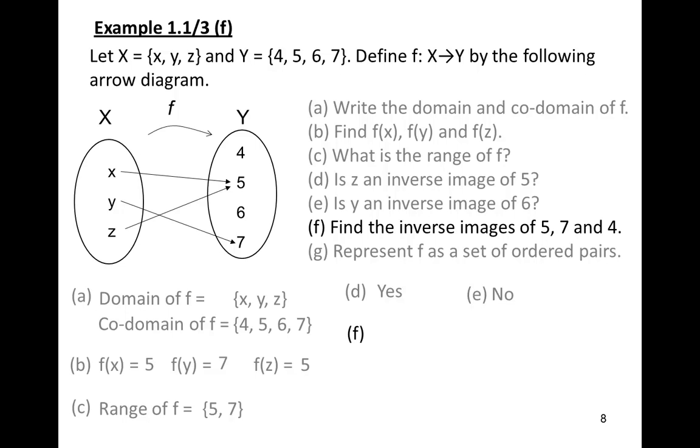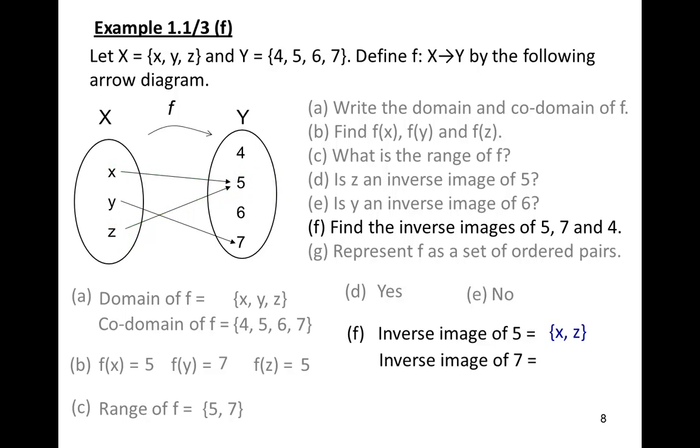Part F. Find the inverse images of 5, 7, and 4. To get the inverse image of 5, focus on the output 5. If you follow the arrows in the reverse direction, you will reach the two inputs X and Z. This means that we can find input X such that f of X is equal to 5, and input Z such that f of Z is equal to 5. Hence, the inverse image of 5 is the set of X and Z.